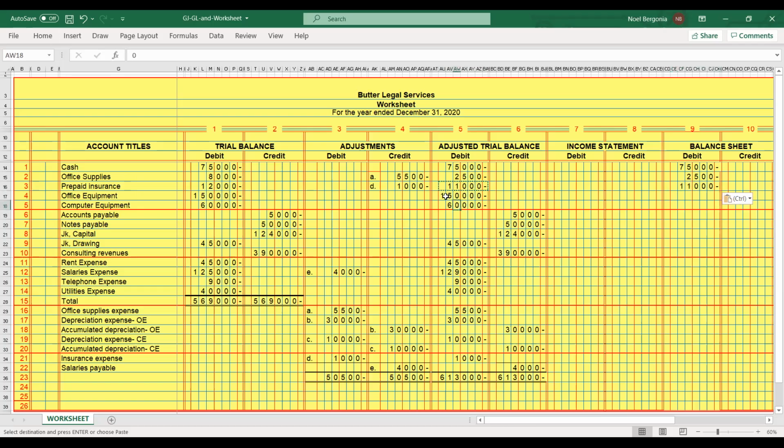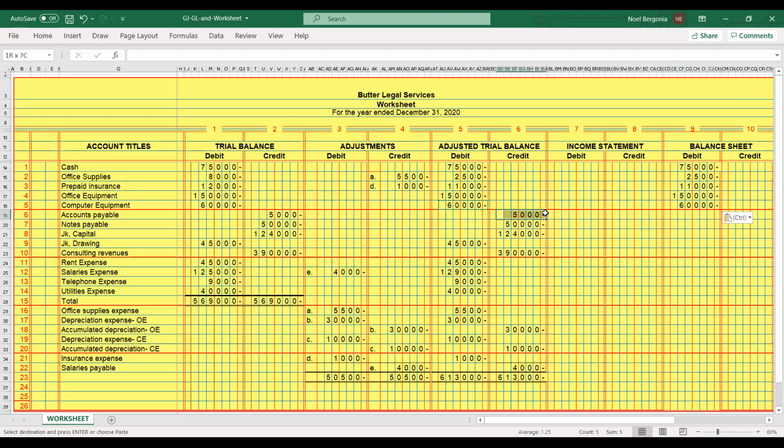Then we have also the office equipment. This is an asset. So lagay po dito sa asset. Again, class, kunin nyo mula sa adjusted trial balance. Baka maduling kayo. Gagamitin nyo siya mula sa trial balance. Mamamali kayo ha. Dapat sa adjusted trial balance. Okay, next for the computer equipment. So again, that's an asset. So lagay sa debit side ng balance sheet.